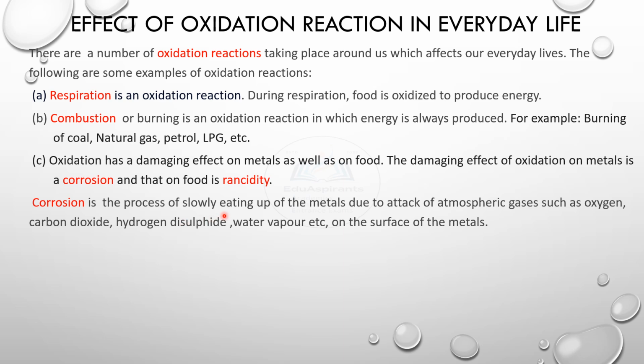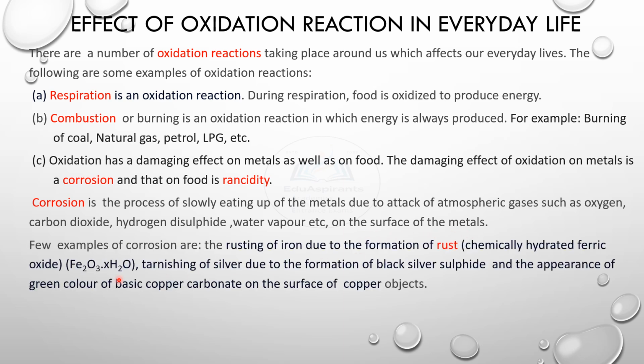Corrosion is the process of slowly eating up of the metals due to attack of atmospheric gases such as oxygen, carbon dioxide, hydrogen sulfide gas, water vapor, etc. on the surface of metals. Few examples of corrosion are the rusting of iron due to the formation of rust, chemically hydrated iron oxide, tarnishing of silver due to the formation of black silver sulfide, and the appearance of green color of basic copper carbonate on the surface of copper objects.